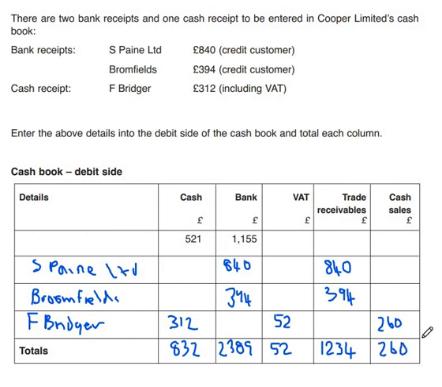The only thing left to do then, if we had to post these entries to the accounts, the VAT, the £52, this is the debit side of the entry, so we would credit the VAT account from our cash sales. The trade receivables, we would credit our sales ledger control, and we would credit our cash sales. And that is it.